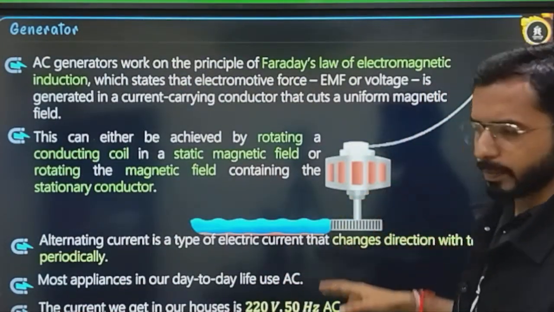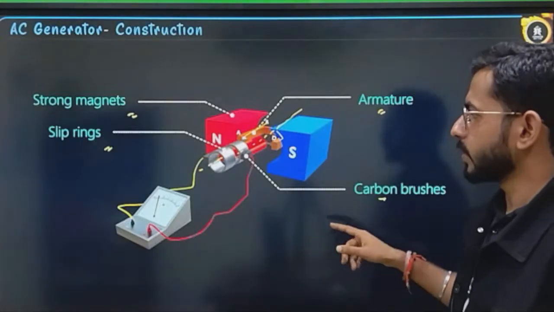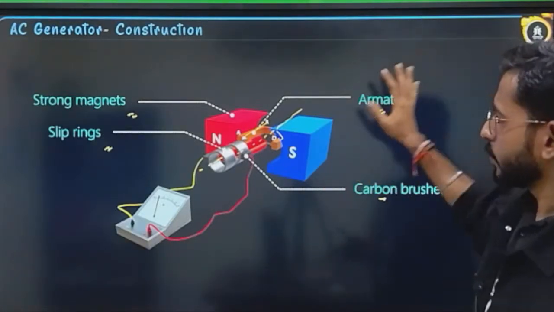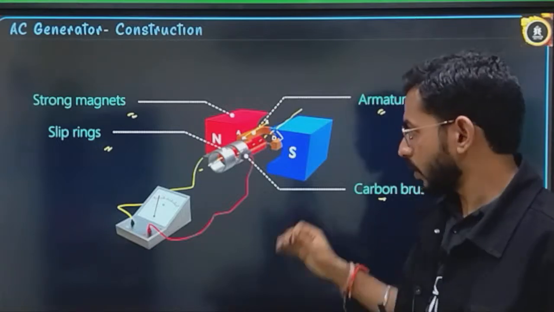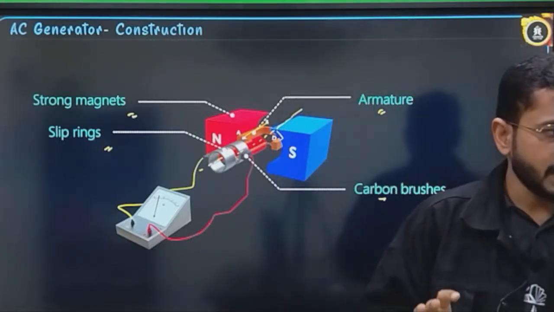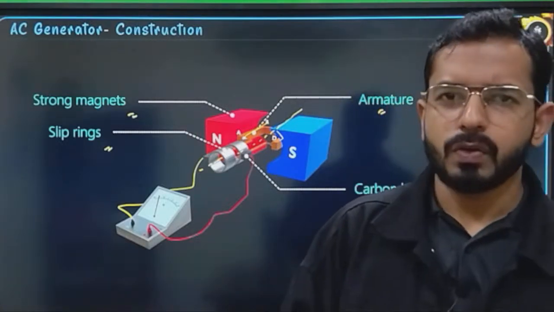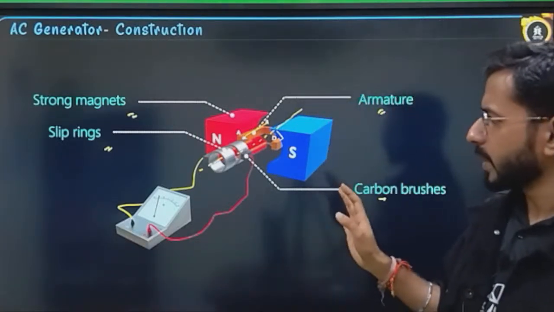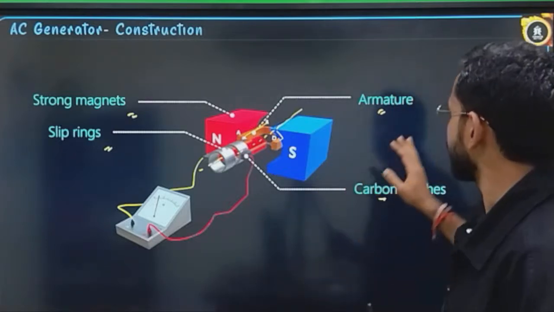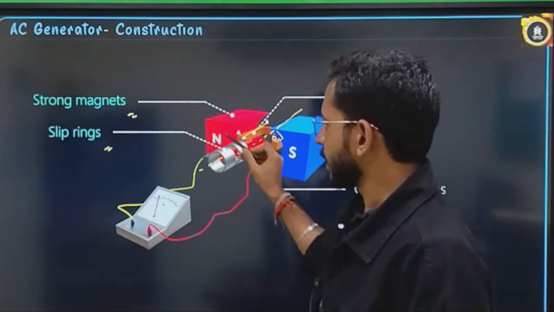The AC generator follows the principle of Faraday's law, and I am going to tell you how it follows that. This is the construction. You can even remember this diagram. What are the components? For your board exam, it will be very important. I will tell you directly how you can get to the results, a very easy way. You just have to remember this. The rest of the things I will tell you, how you have to derive. See, these are the components. This is a slip ring.